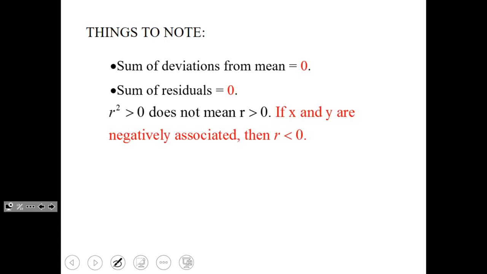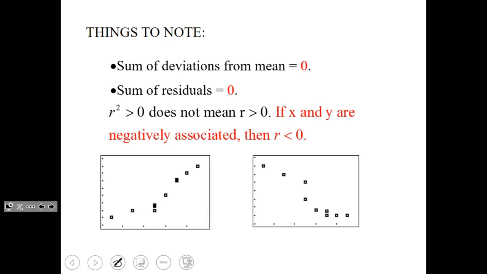Remember, we squared R to get R squared. So if x and y are negatively associated, then R is going to be less than 0. For example, I have 2 scatter plots. These 2 scatter plots have, I believe I made these, they have the same R squared. But clearly, one is a positive association, one is a negative association. So if I gave you R squared and asked for R, well, if both of these have an R squared of 0.25, I'd take the square root of that and find it's 0.5.